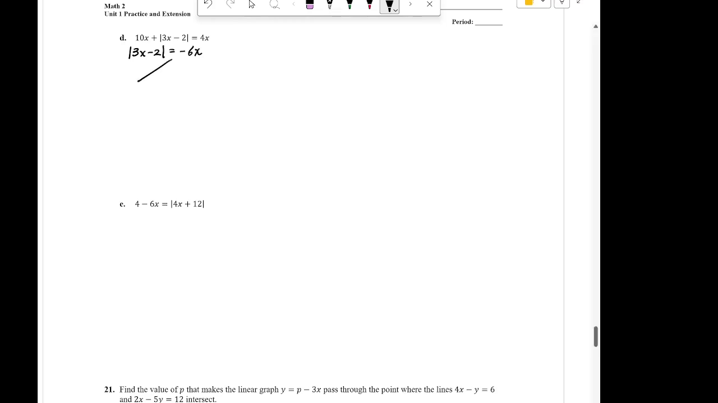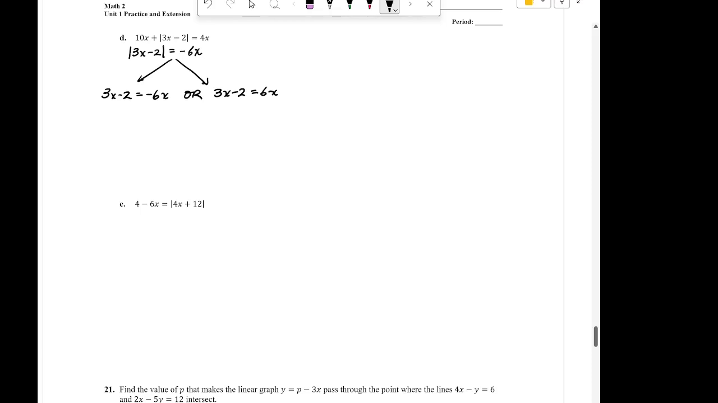So at this point, we're going to split it up, because now the absolute value is isolated. So it's 3x minus 2 equals negative 6x, or the inside of the absolute value is the opposite of what that says, so just positive 6x. Now we can solve for the x's.